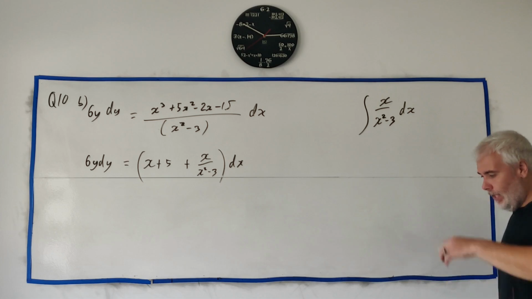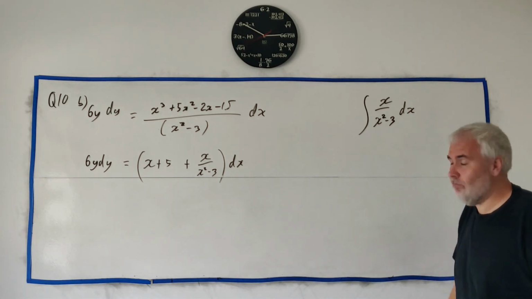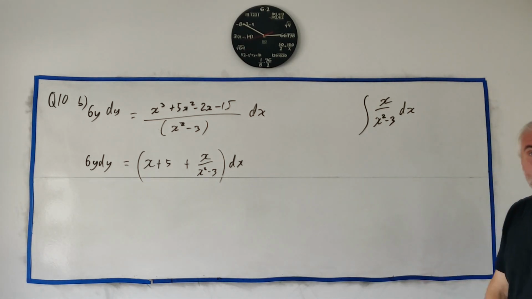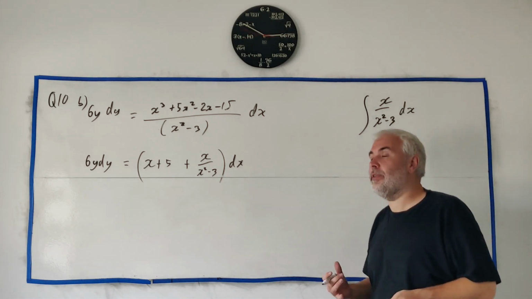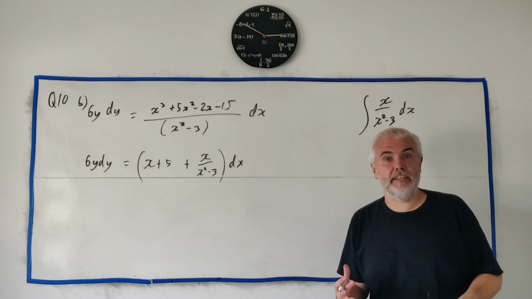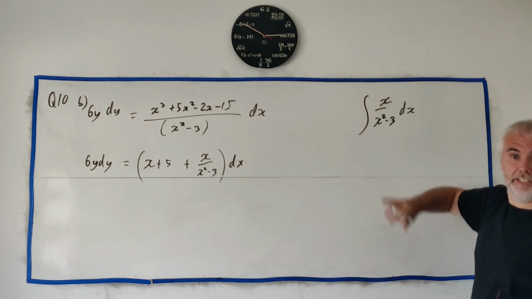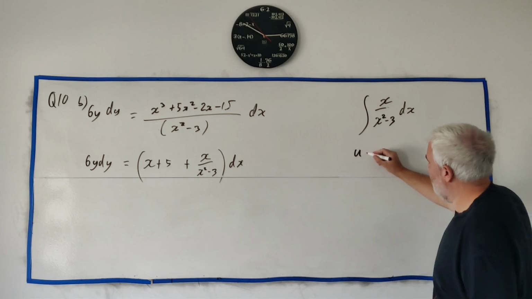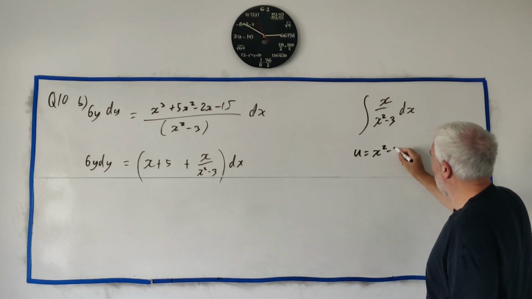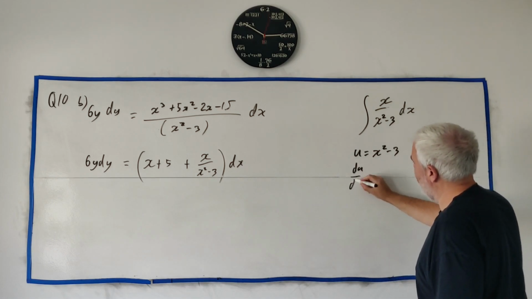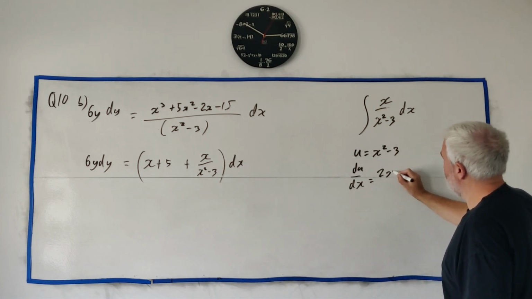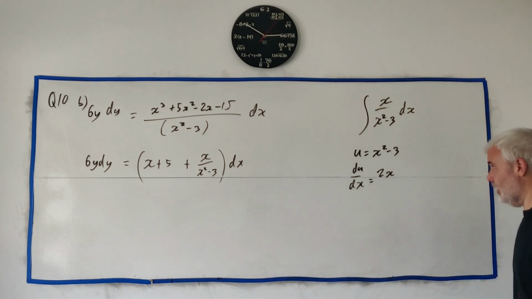Can we do this? Looks hard, but not too bad. It's actually just a substitution. We take the more complicated part and hope that when we differentiate that, it will cancel out this part. So that more complicated part, u is equal to x squared minus 3. Differentiate that, we get du dx is equal to 2x, just 2x.